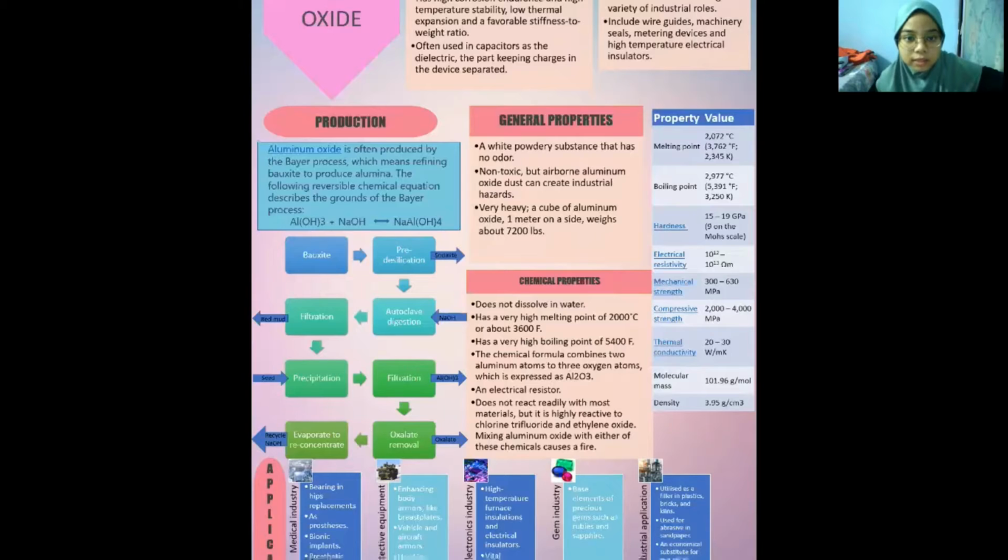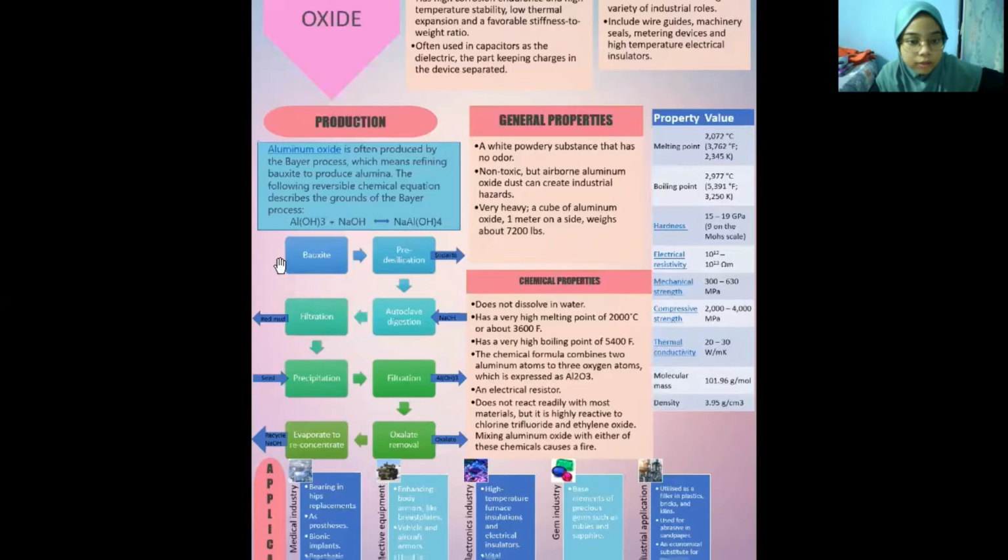Aluminium oxide is often produced by the Bayer process, which means refining bauxite to produce alumina. The following reversible chemical equation describes the grounds of the Bayer process. So we look at the equation, the reversible chemical equation, which is Al(OH)3 plus NaOH to NaAl(OH)4. This is the reversible chemical equation.